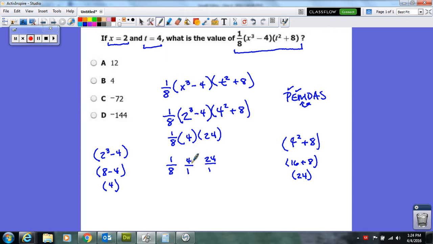And now that I've turned them all into fractions, I simply multiply their numerators together, and then I multiply their denominators together, and I get a final answer. So when I multiply their numerators together, 4 times 24 gives me 96, and 8 times 1 gives me a value of 8. Now I don't see 96 over 8 as one of my answers up here. So guess what I have to do? I have to divide 96 by 8. So I'll plug that into my calculator. 96 divided by 8 gives me an answer of 12. So my correct answer for this problem is 12 right here.